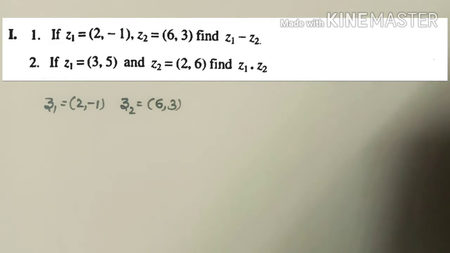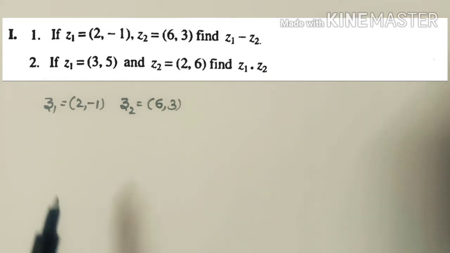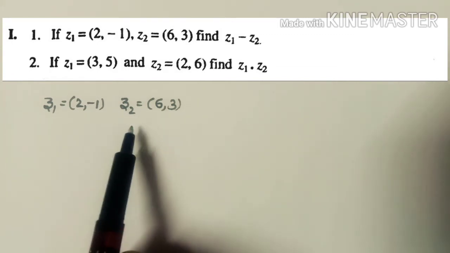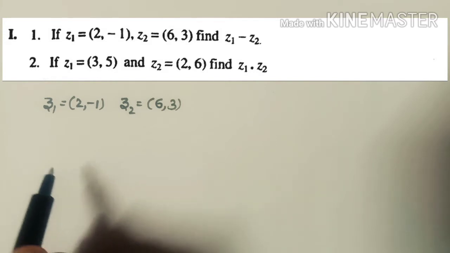First problem: if z1 is equal to (2, -1), z2 is equal to (6, 3), then what is z1 minus z2? So given that z1 is equal to (2, -1), z2 is equal to (6, 3), what is z1 minus z2?